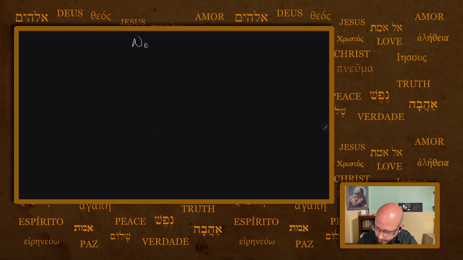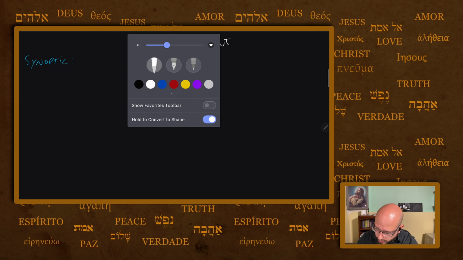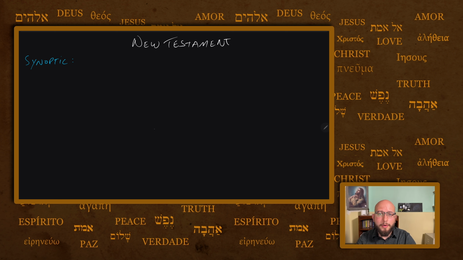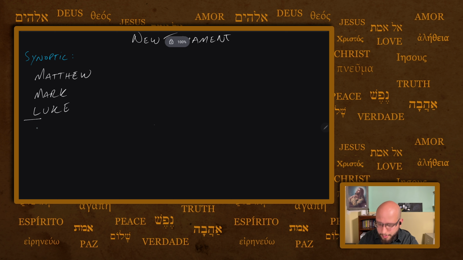So we have in the New Testament, and they are separated, also organized, first in the Synoptic Gospels. And this means that the passages between those Gospels are very similar. So we have the Gospel of Jesus according to Matthew, then according to Mark, according to Luke, and I'm gonna just put a symbol here, a line here, the Gospel of Jesus according to John.